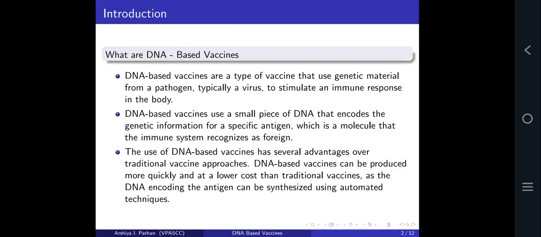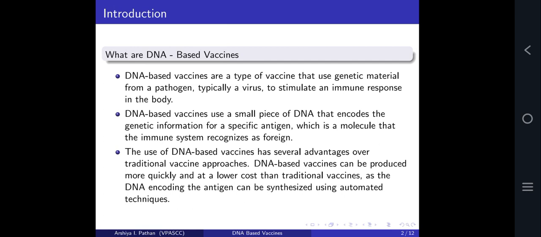Before DNA vaccine, we should know about a vaccine. A vaccine is a formulation, or generally we say a preparation, that is used to stimulate the body's immune response against a disease. Let's come to the main point. DNA based vaccines are a type of vaccine that use genetic material from a pathogen, typically a virus, to stimulate an immune response in the body.